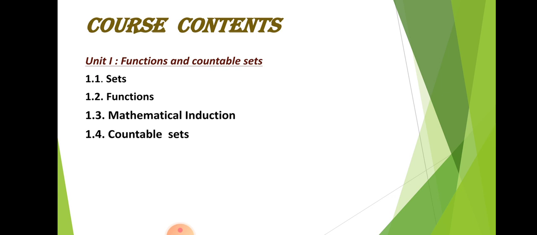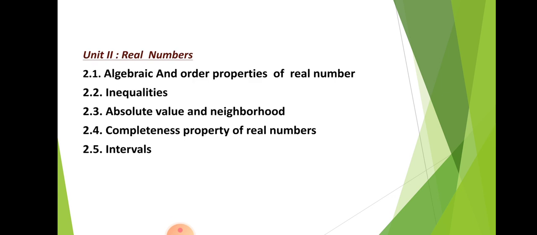The second unit of this paper is real numbers. In this unit, firstly we see the algebraic and order properties of real numbers. Here we see the algebraic properties of real numbers. Also, theorems based on algebraic properties of real numbers and corollaries on the theorem. The next point in this unit is inequality. Here we see the arithmetic geometric mean inequality and Bernoulli's inequality.